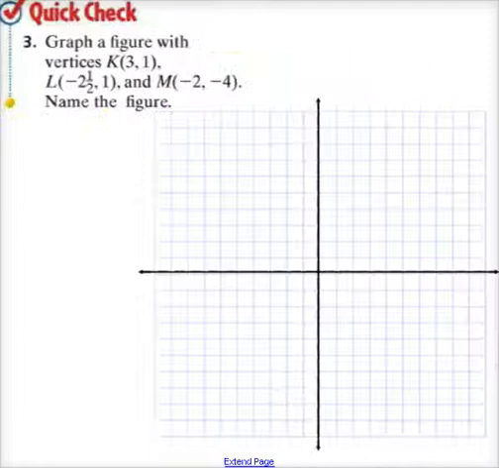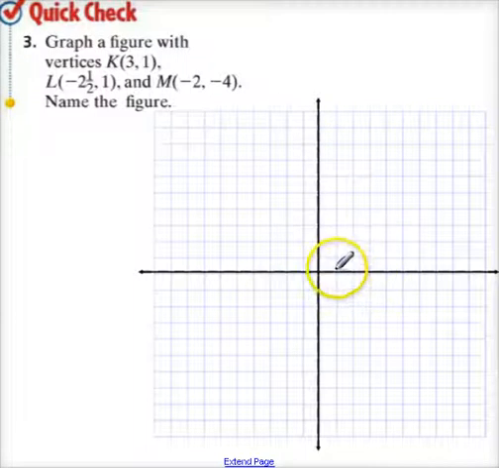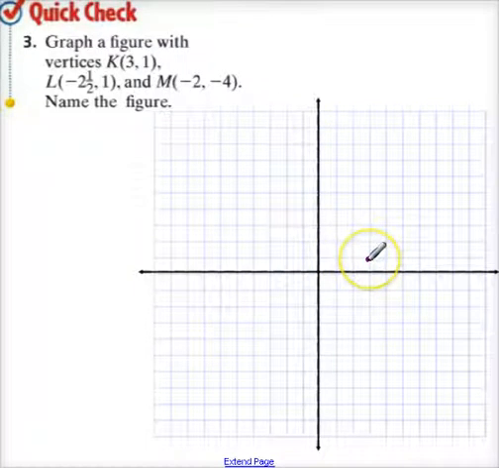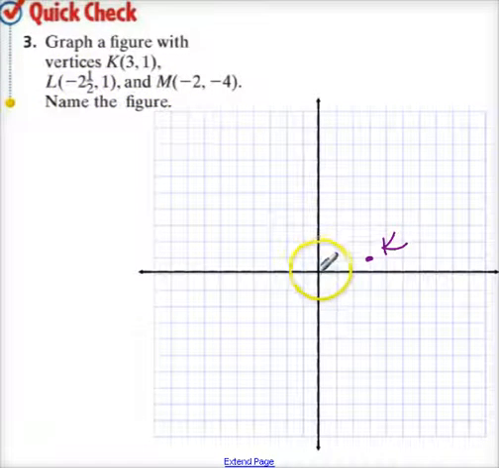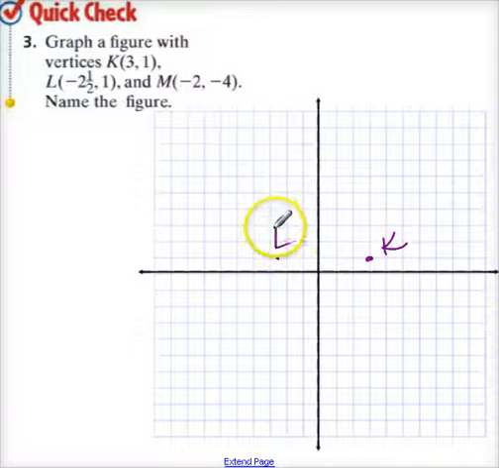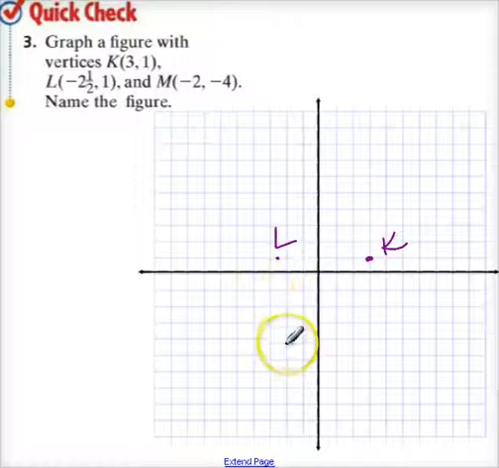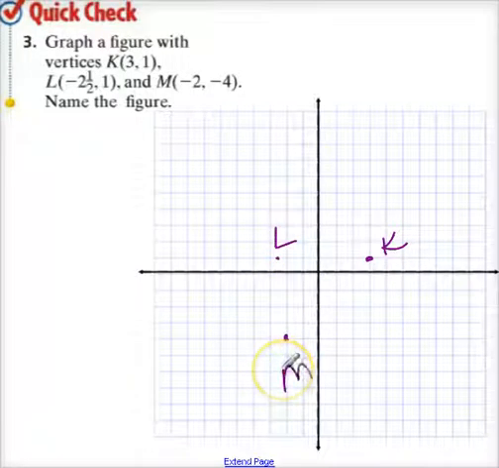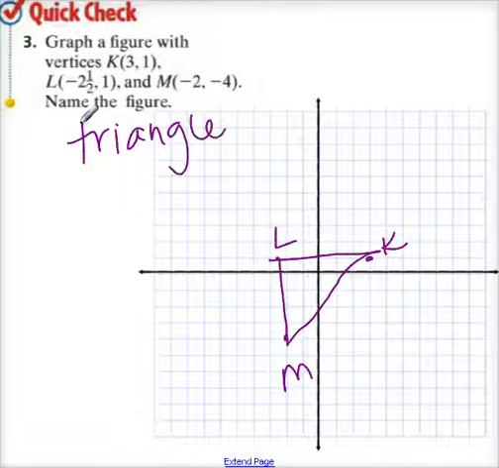Let's try one of our own. Graph a figure with vertices K, 3, 1, over 3, up 1. That's my K. L, negative 2.5, 1. So that's to the left. Negative 2.5, up 1. That's L. And M is negative 2, negative 4. So I move down. That's M. Then I connect them the best that I can. Mine's a little sloppy. Name the figure. That is a triangle. So make sure you read all of the directions.